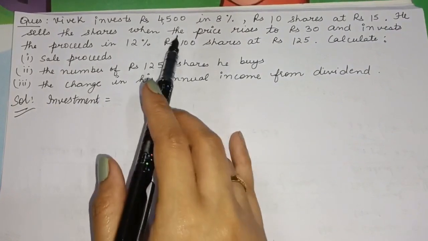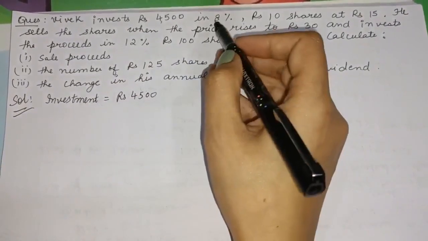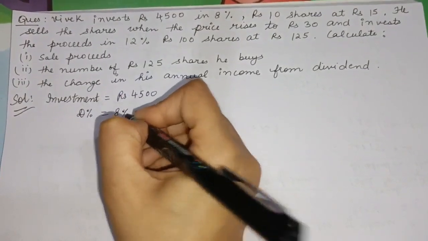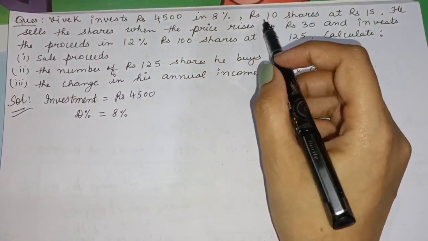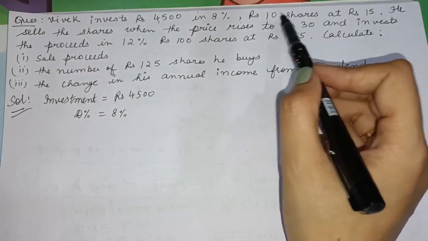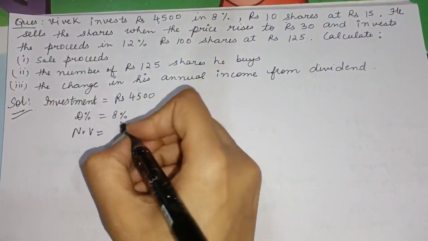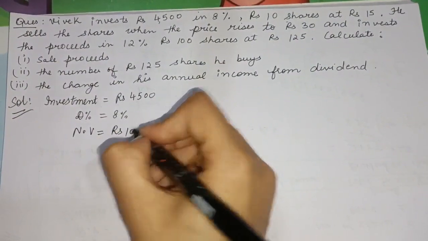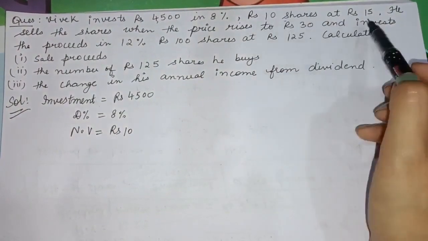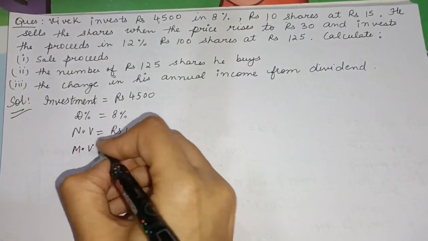So first of all, what is the amount of investment? Rupees 4,500. In 8%, 8% means dividend percentage is given to us, rupees 10 shares. I told you the cost which is written next to the shares, rupees 10 shares, that cost is always NV. So NV is given to us, rupees 10 at rupees 15. So rupees 10 is a nominal value, but what is the market value? Rupees 15. The next cost is always the market value.